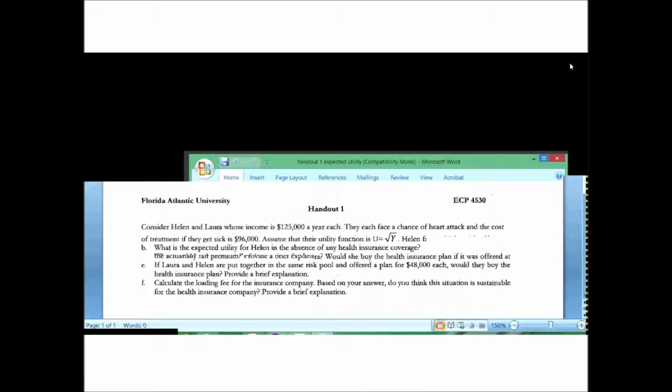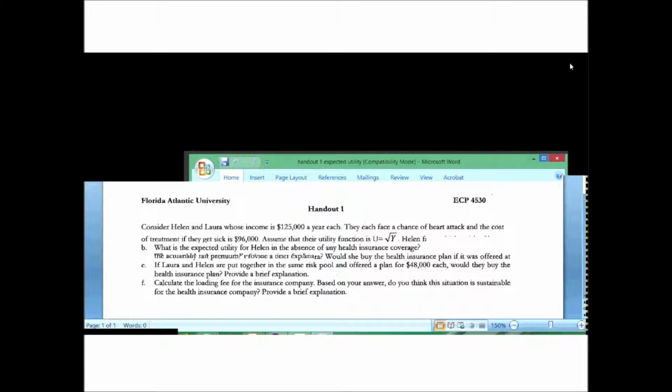So here it says that there's two people whose income is the same, $125,000, and basically they could face a heart attack and incur a cost of treatment of $96,000. Each has the same utility function, which is equal to the square root of their income. And notice that in this case, we have a square root for utility, which just means that they're risk averse. We don't need to know exactly why.